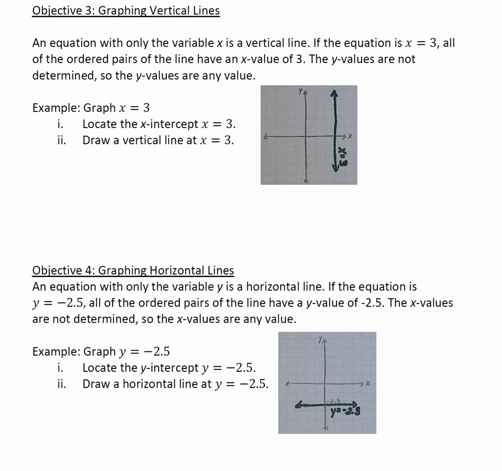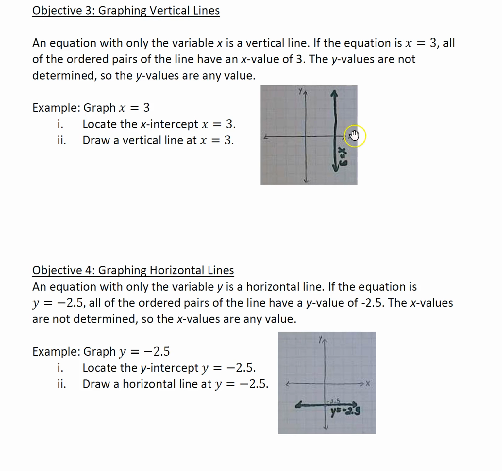If the equation is x equals 3, all of the ordered pairs of the line have an x value of 3. The y values are not determined because there's no y in the equation, so the y values can be any value. The way that I graph this is first I write down the equation, x equals 3, then I locate the x-intercept of x equals 3.